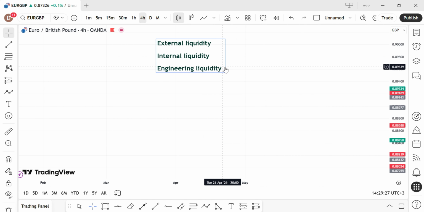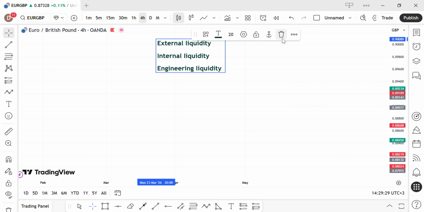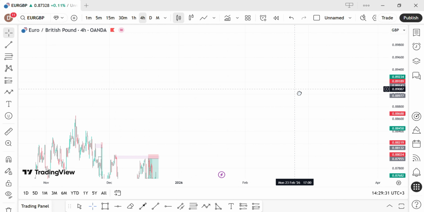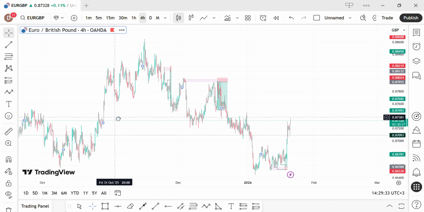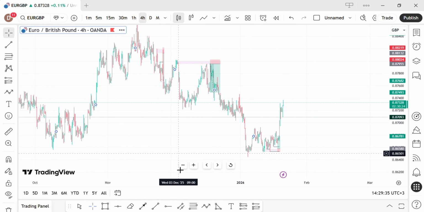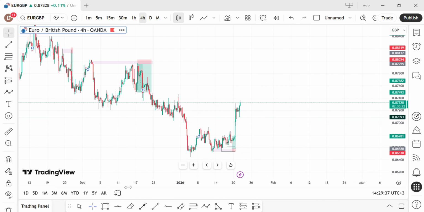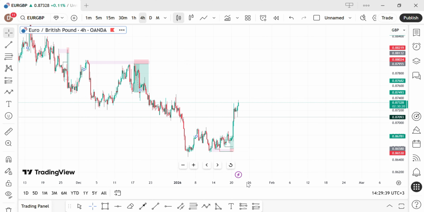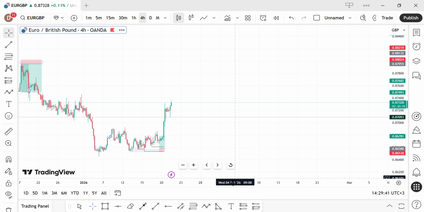I want to show you. Let's go to the chart. So this is Euro GBP. Yeah, let me give you an example of this. So there's a trade here.